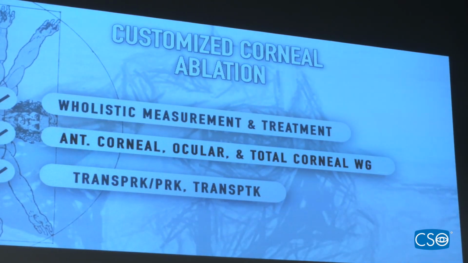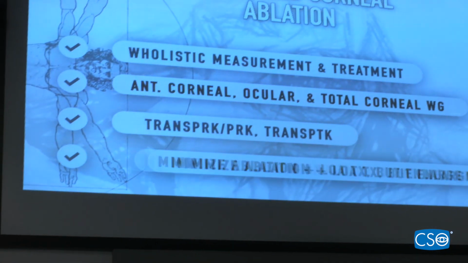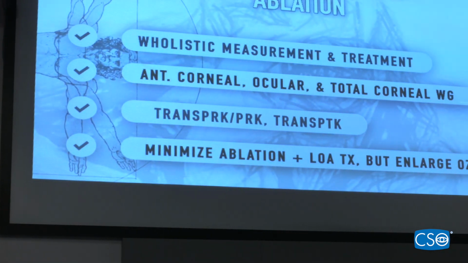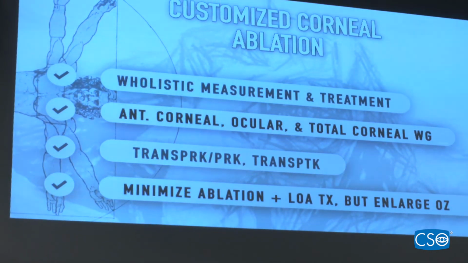We have to think that it can be trans-PRK, it can be PRK, or even a transepithelial PTK for that specific patient. And finally, we need to minimize ablation, treat mainly the higher order aberration, but that should never be at the expense of the optical zone.